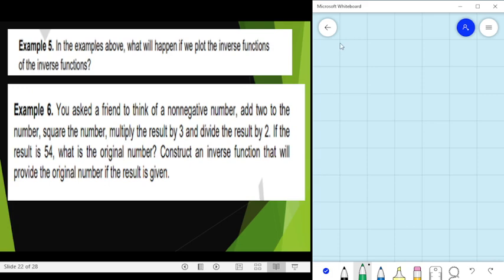So if we let x be the number, we add 2 to it and then square, meaning the quantity x plus 2, squared. Then multiply by 3. Then divide the result by 2. And that would give us the value of f of x. Okay?